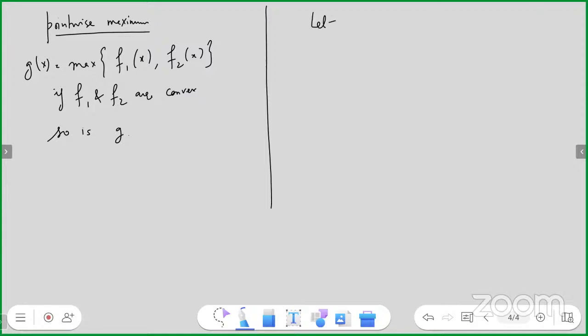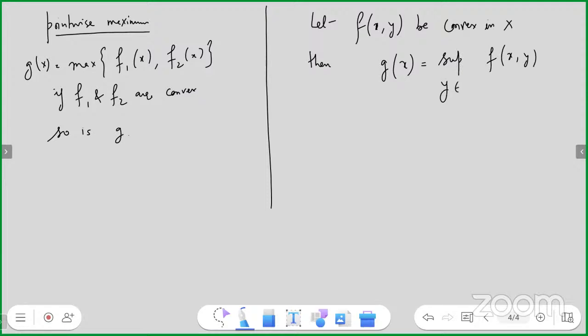Let f of x, y be convex in x. What does it mean? That if there is a y, f of x comma y is convex in x. So for each fixed y, this doesn't mean jointly. Then define a new function g of x to be the supremum of f of x comma y, where y belongs to some domain A.